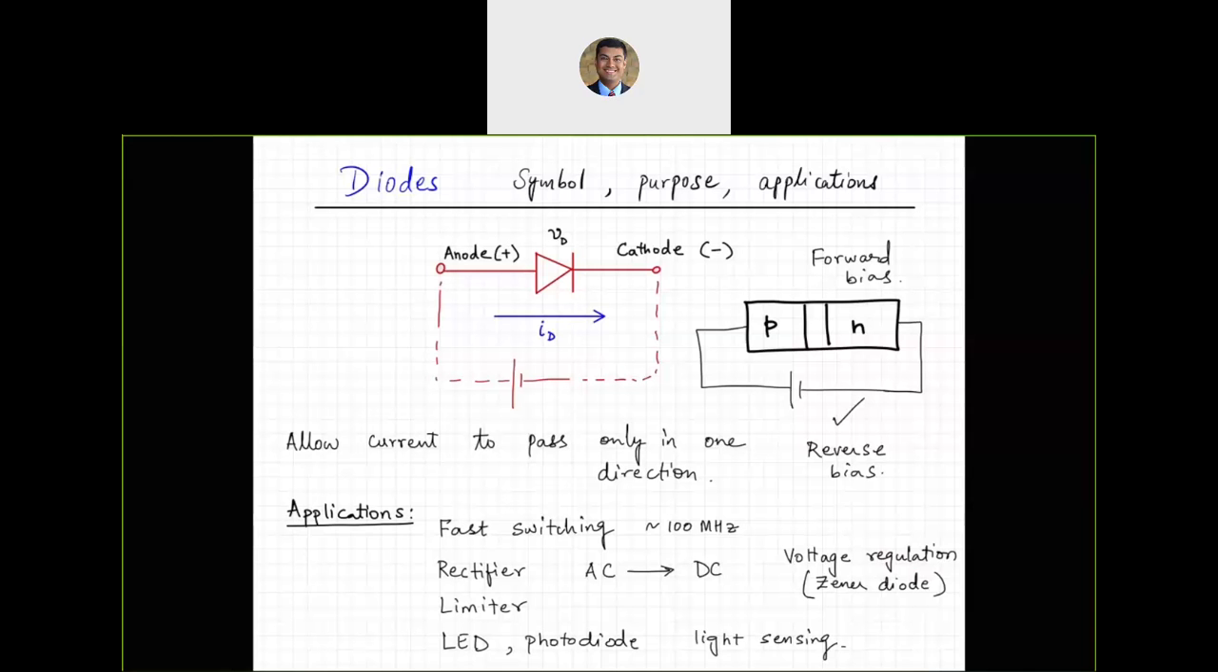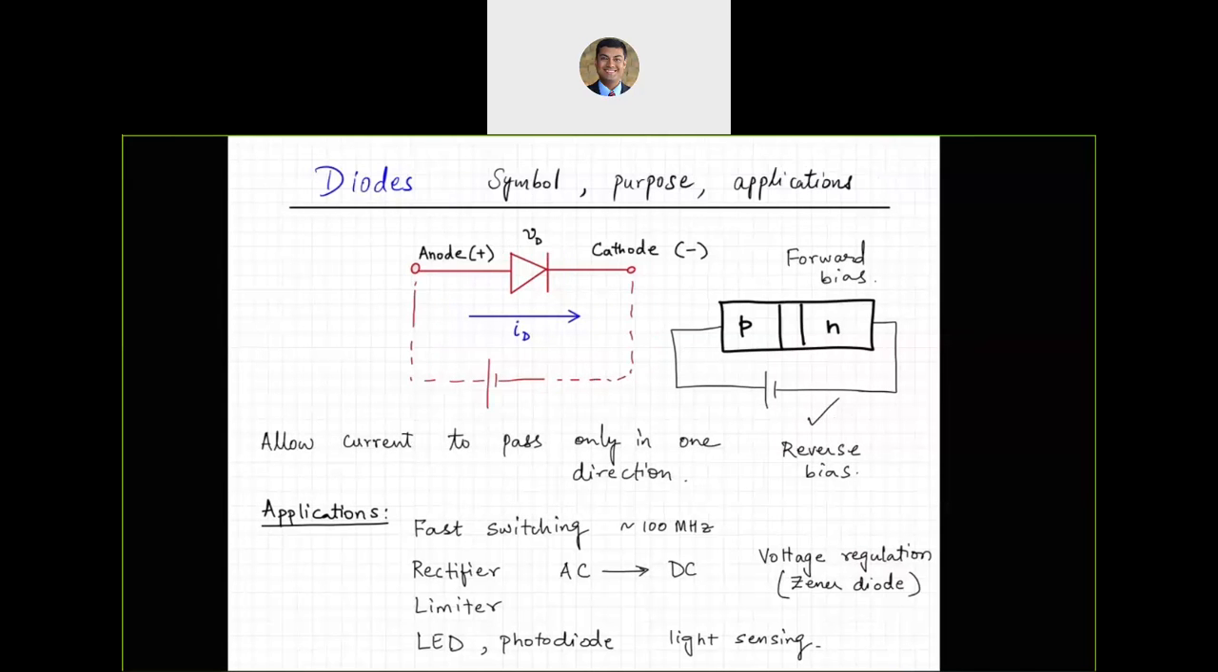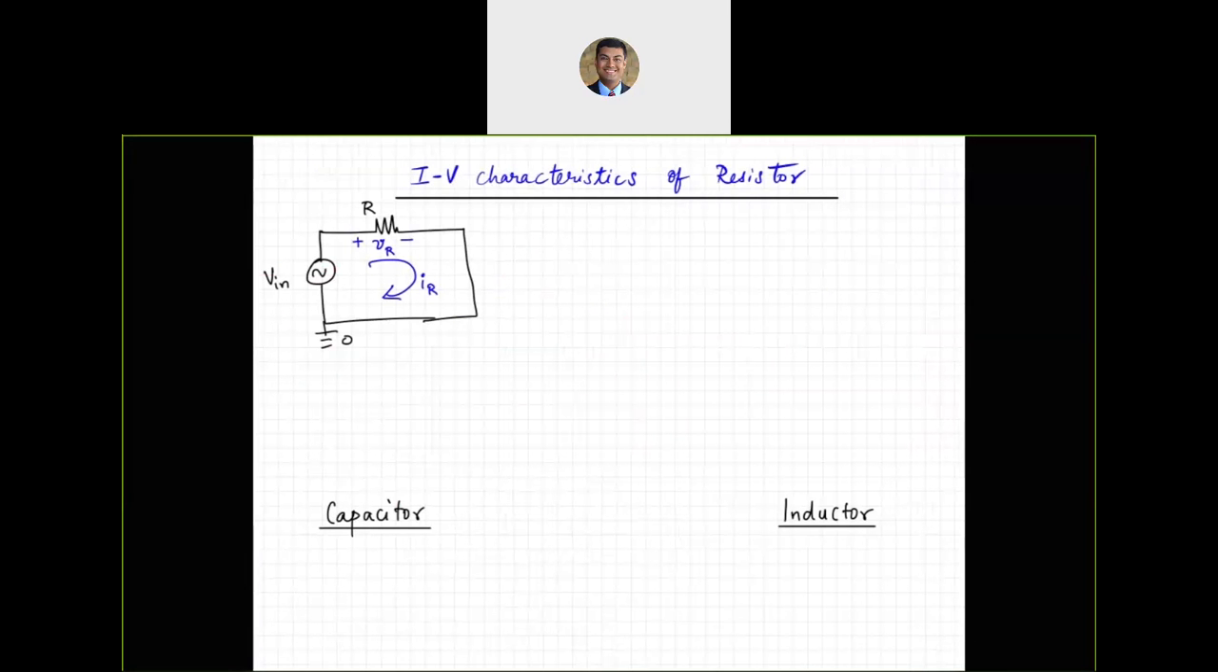In Experiment 8, we'll be exploring most of these applications. Let's move on and talk about the most important aspect of any electrical component, which is the current voltage characteristic. Just to remind ourselves about what we have been dealing with throughout the semester, we'll start with the IV characteristics of a resistor. How is the current through the resistor related to the voltage across the resistor?